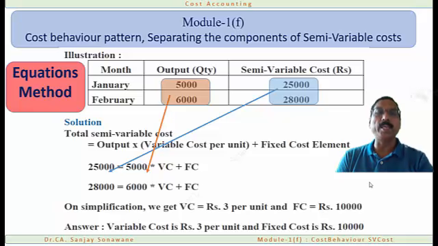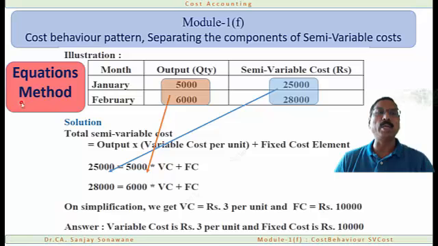For the month of January, what is the semi-variable cost? 25,000 equal to 5,000 multiplied by variable cost. We don't know the variable cost. We want to calculate that. Plus fixed cost. We don't know the fixed cost also. So this is the only figure we could substitute here. Now likewise you can substitute for the second month: 28,000, 6,000 multiplied by variable cost plus fixed cost. When you simplify these equations, we are getting a value of variable cost as 3 rupees per unit and value of fixed cost as rupees 10,000.